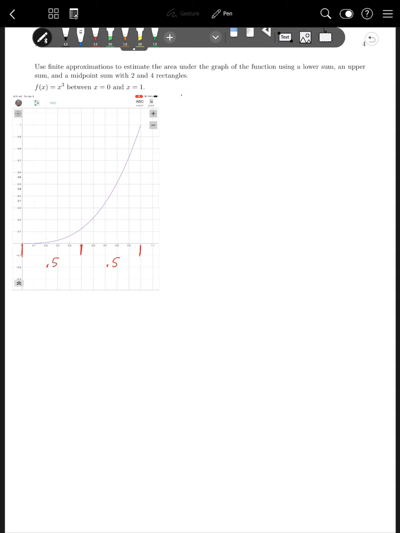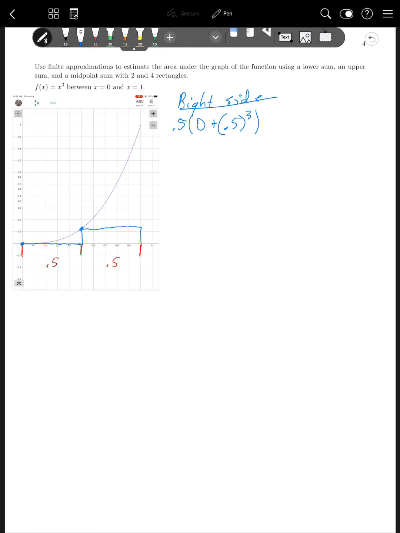So if we're going to do this with two rectangles, we're going to split it in half, right? So start by splitting the graph in half. So this goes from 0 to 1. So splitting it in half would be 0.5. Okay, and the width of each one of those regions is 0.5. Okay, so that's going to be our width for all of these. Okay, so then we can start with the right side. So for the first region, the right side is 0. So there's our first rectangle.